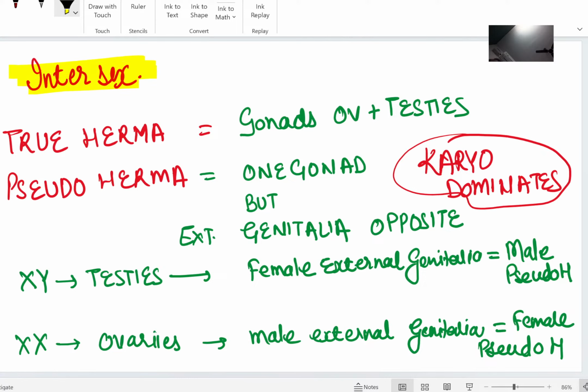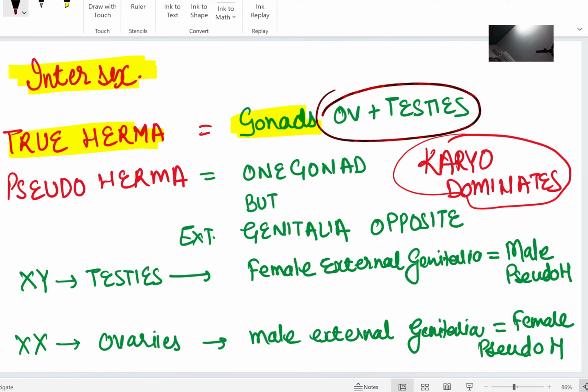Okay, what is intersex? The human being in which both male and female features are present is known as intersex. What is true intersex? In which both gonads are present. What is true hermaphrodite? In which the gonads are both ovaries and testes.